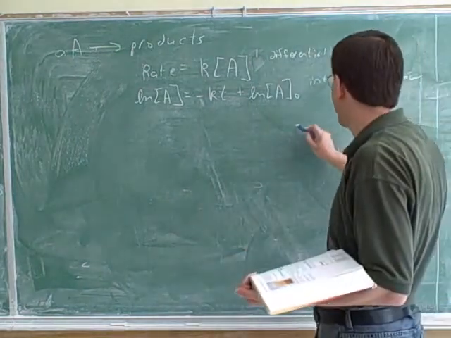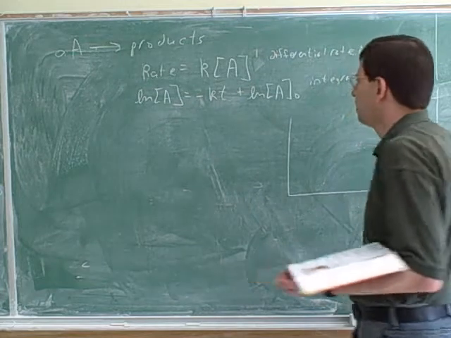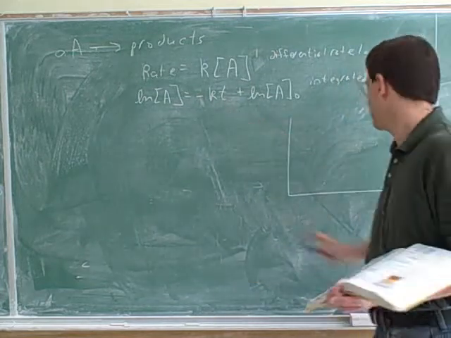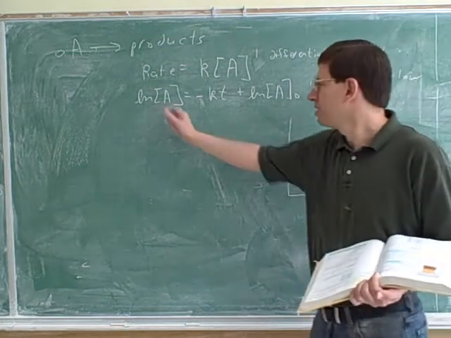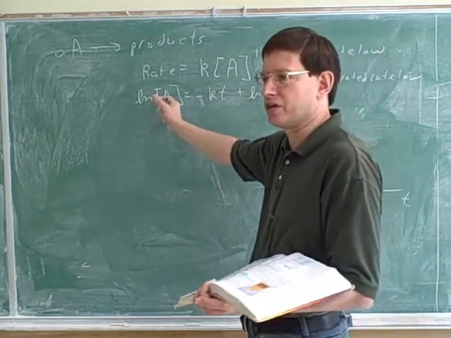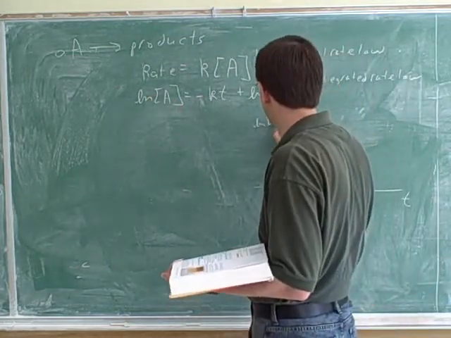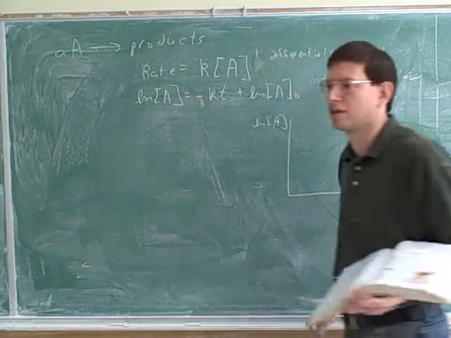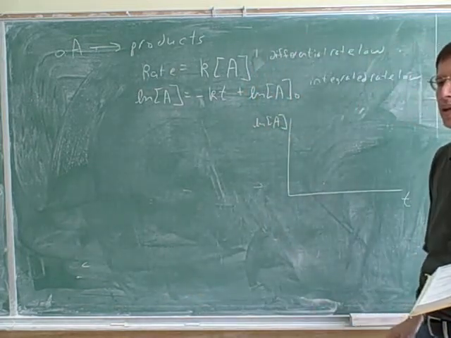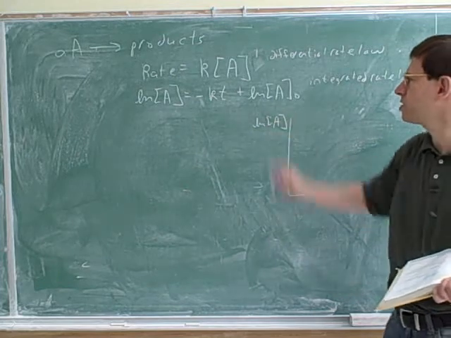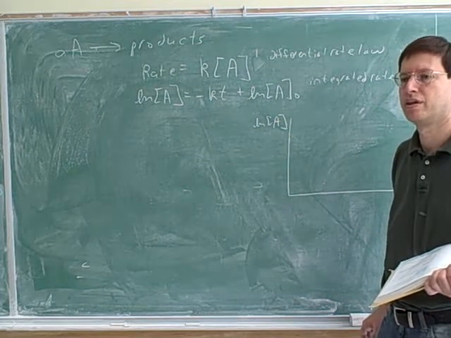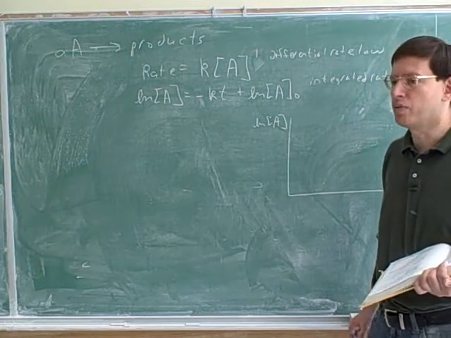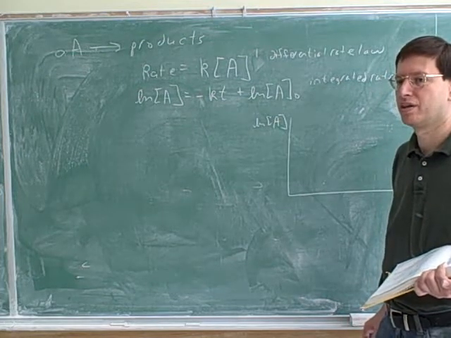Now, let's say we were going to make a graph here. Well, we would use time as our horizontal variable. And what's our vertical variable going to be? The natural log of the concentration of the starting material. Now, can you see from this equation what would be the slope of this curve? Negative k. Good. And what would be the y-intercept?